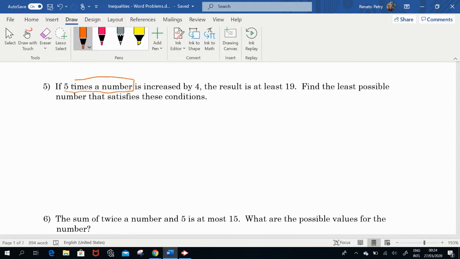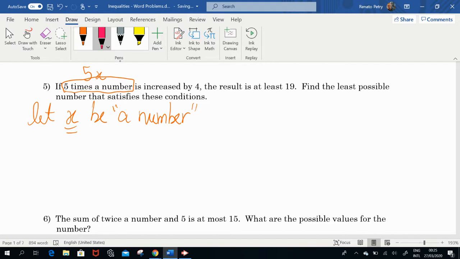Well, five times a number. First, let x be a number. I'm naming my variable. Five times a number would be 5x. Do you agree? Yes? Then increased by 4, which means plus 4.